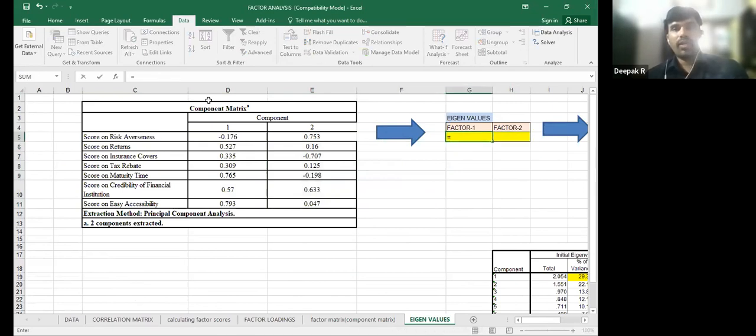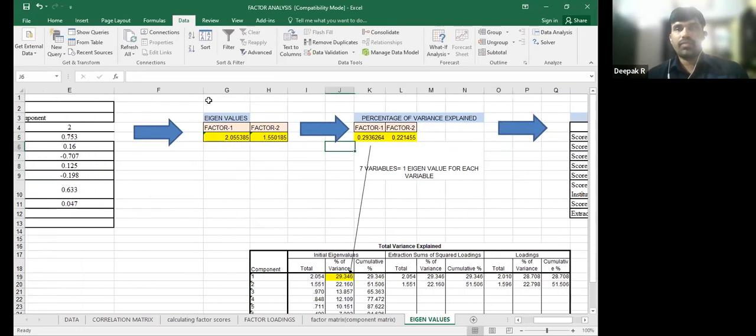So instead of squaring each and every value, I can go with the shortcut. I can use the sum square function and consider all the values here. So this is the eigenvalue, sum square. This is the eigenvalue for the first factor, as well as for the second factor.